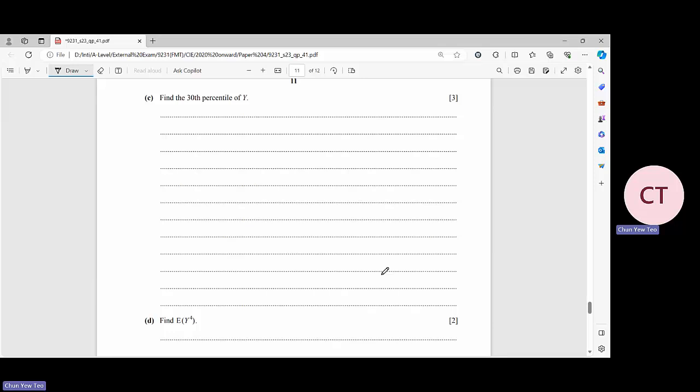The 30th percentile of y. For the 30th percentile of y, just take the CDF, the G(y), and make it equal to 30%. 30% means 0.3, which is 30 divided by 100. So just take down the expression. Okay, like this. So your 3 over 14 times y minus 4 over y plus 3 is equal to 0.3. So multiply by 5.